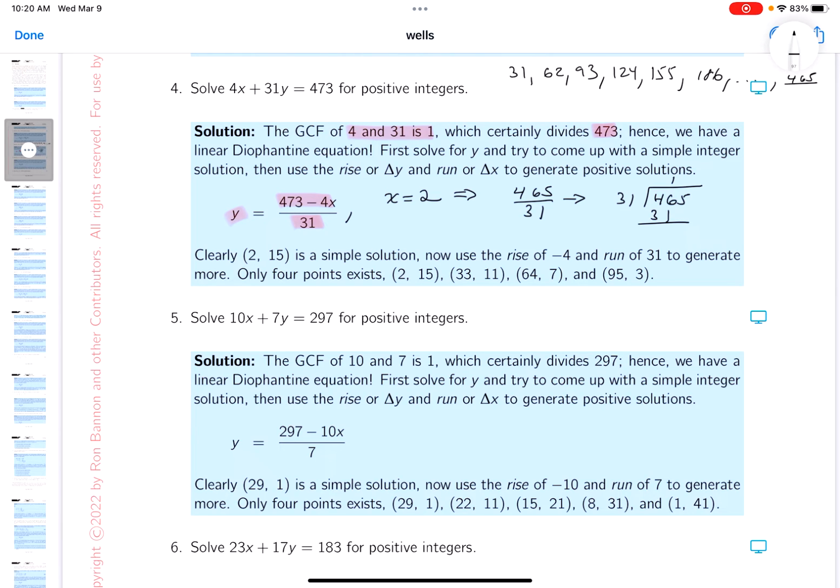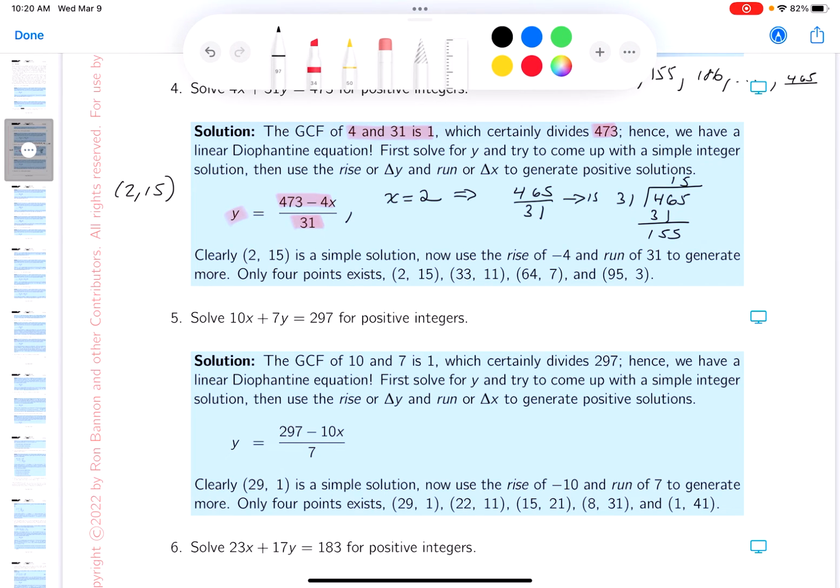Let's see what you get there. 155. You see that? 1, 2, 3, 4, 5. So what do you get over here? 15. So I found one answer. What answer did I find? 2, 15. Someone's going to say, how are you going to get the other ones now?